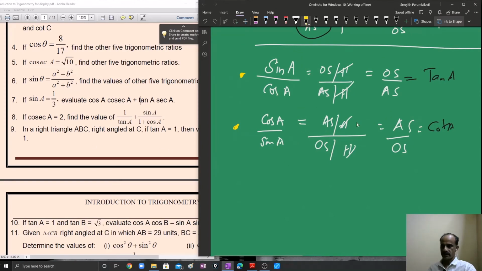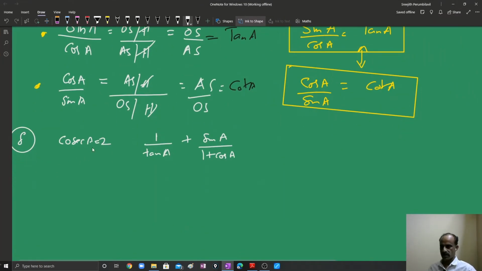Question number 8. That is what we have to deal with. Cosec A is equal to 2. Find 1 by tan A plus sin A by 1 plus cos A. Seems to be a question having a little bit of numericals. So what is cosec A? 1 by sin A. So we know that sin A is equal to 1 by cosec A. So this is equal to 1 by 2. So we draw a triangle.